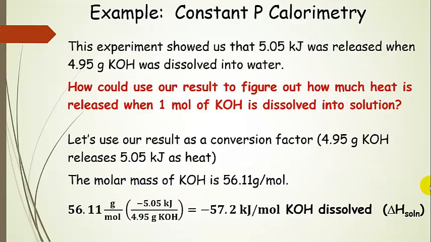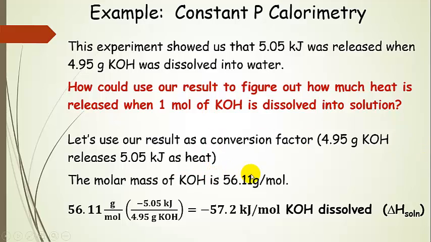Now, how could we use our result to figure out how much heat is released when 1 mole of potassium hydroxide is dissolved into solution? We can use our heat released from that small amount of potassium hydroxide, because we know how much heat that produces. We can use that as a conversion factor to figure out how much heat would be released if we dissolved a whole mole.